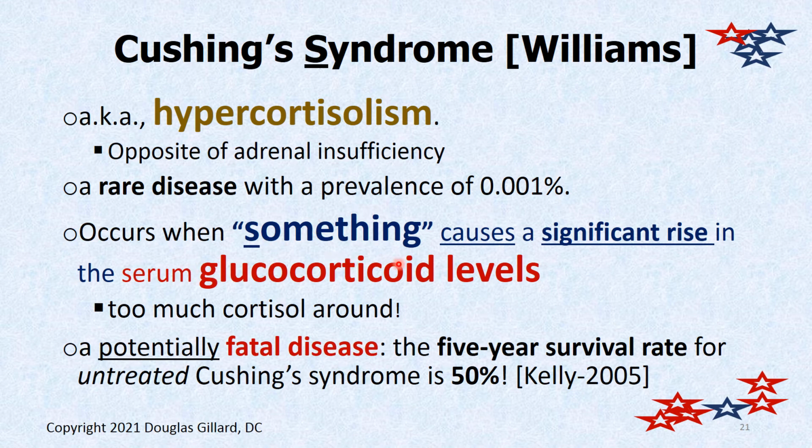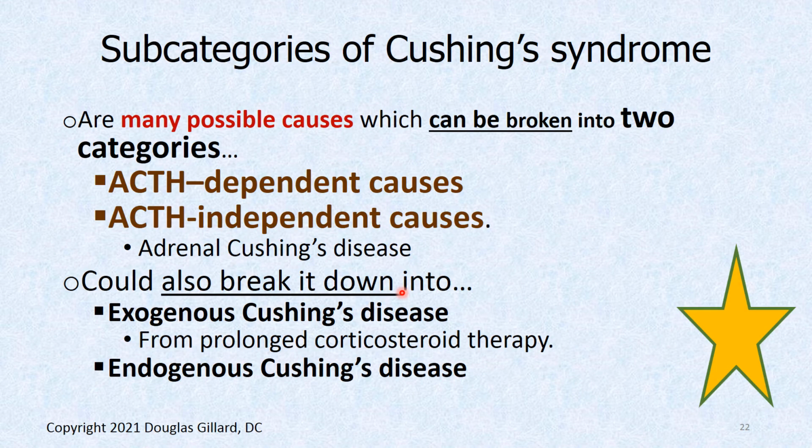Anyway, it occurs when something causes a significant rise in glucocorticoid levels. In other words, something is over-secreting cortisol. And it's no joke when it occurs, because it can be fatal. 5-year survival rate is about 50% if it's not treated, and it can be successfully treated. There's 2 subcategories of Cushing syndrome.